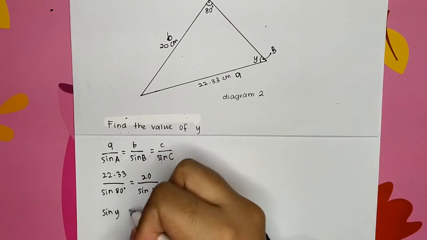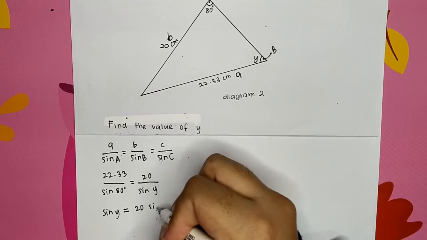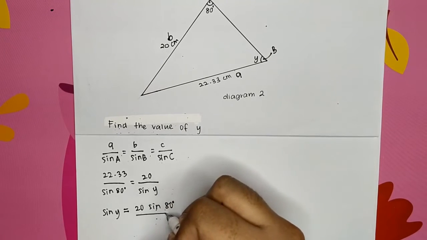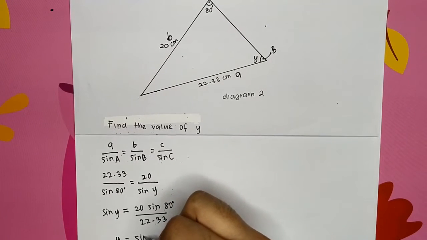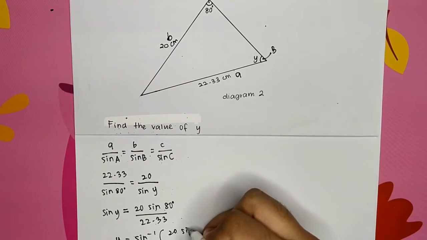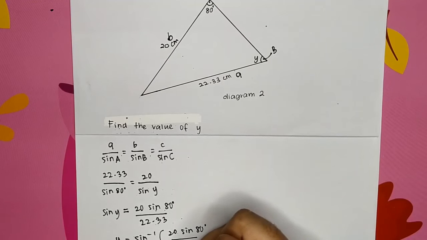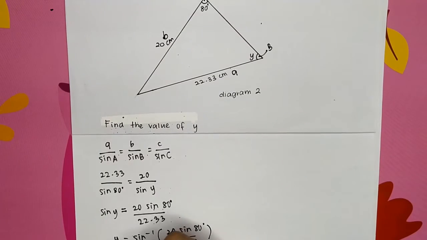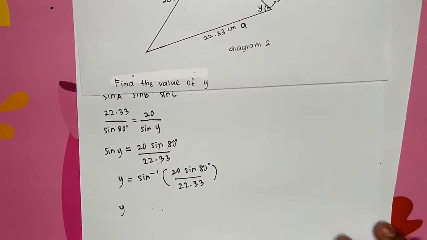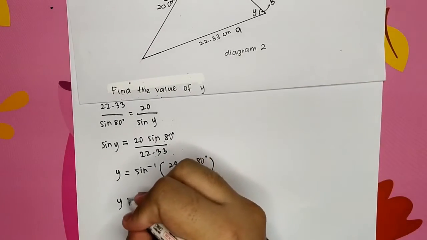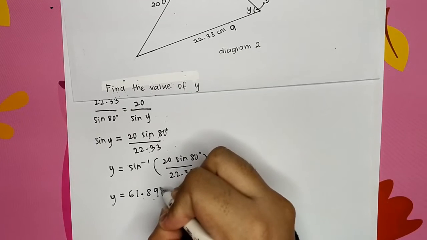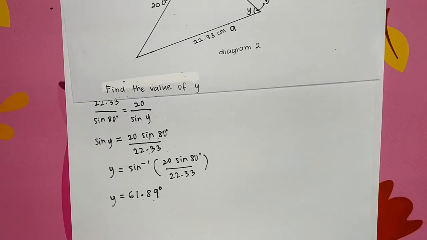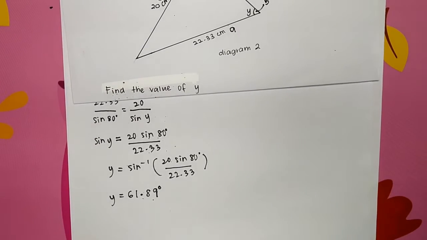So sine y will equal to 20 sine 80 over 22.33, and we will get the value of y like this. So the value of y is equal to 61.89 degrees. So this is the value of y. Let's go to the next question.